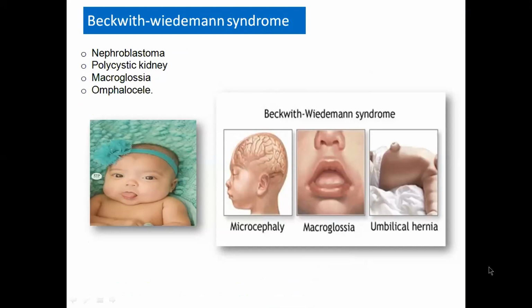This is another syndrome which is very rare, but we are just mentioning it: Beckwith-Wiedemann syndrome. It is associated with nephroblastoma, polycystic kidney, macroglossia, and omphalocele. There are many syndromes which we cannot discuss. The time is less.